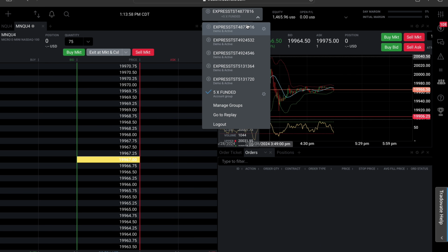Here you can see I've got 5 funded accounts with TopStep, and with these 5 funded accounts, I don't want to be executing each account one by one every time I want to get into a position. So I group them together and I press one button and it's done. I'm in all of the accounts.